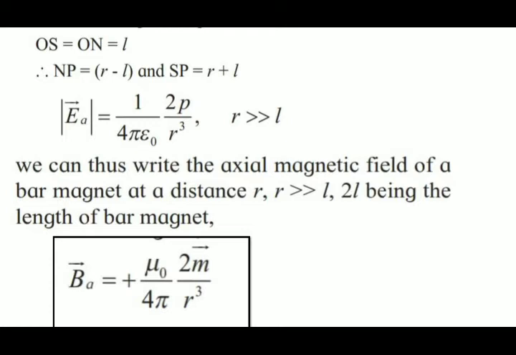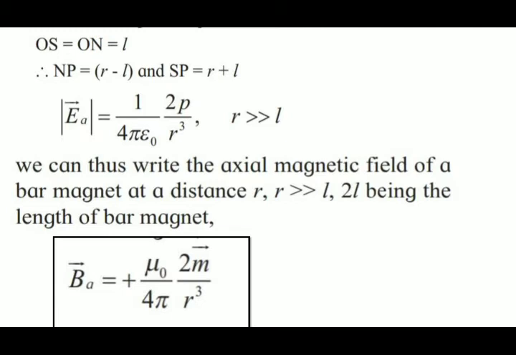So finally we can say that the magnetic field due to a bar magnet along the axis of a bar magnet is given as vector B_A. Here A stands for axis. So vector B is equal to positive of mu naught upon 4 pi, 2 vector m upon r cube. So this is one of the equations, the magnetic field along the axis of a bar magnet.